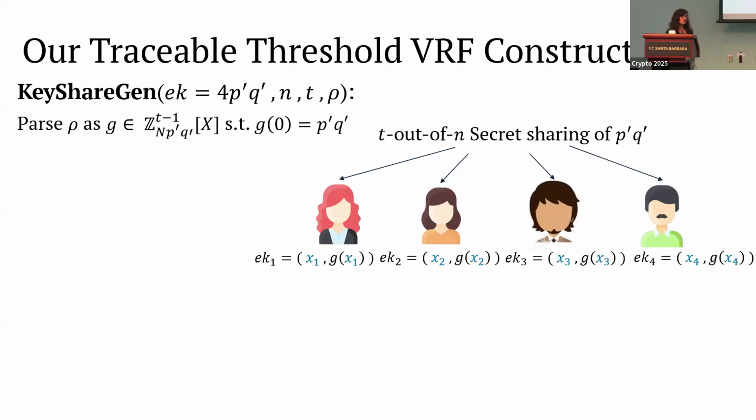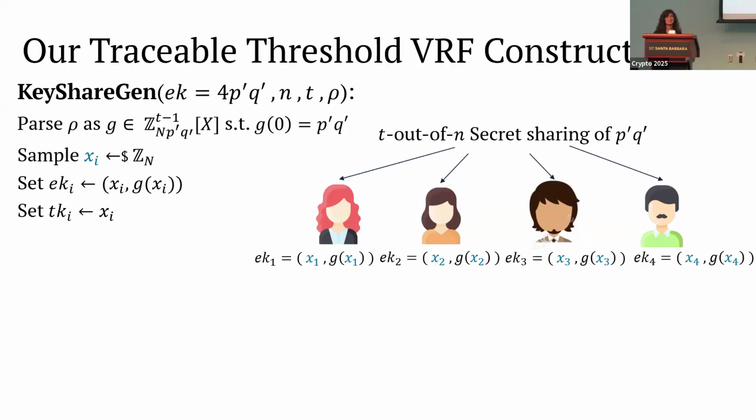which is the usual Shamir thing, we will actually sample a random number x1 from the space Z_n, and we will give to party 1 the evaluation of g at x1. So the share ek1 for party 1 is x1 comma g of x1. Similarly, for party 2, we sample a random x2 and then give it g of x2 and so on. This change, as we will see later, is actually very crucial in achieving traceability. So this is how we secret share the evaluation key p prime q prime among all parties.